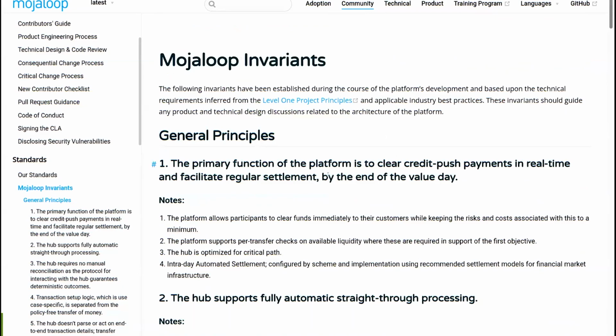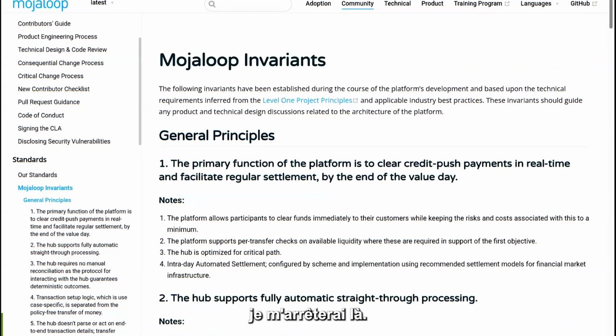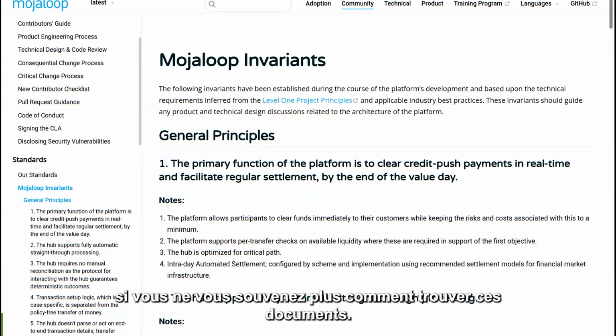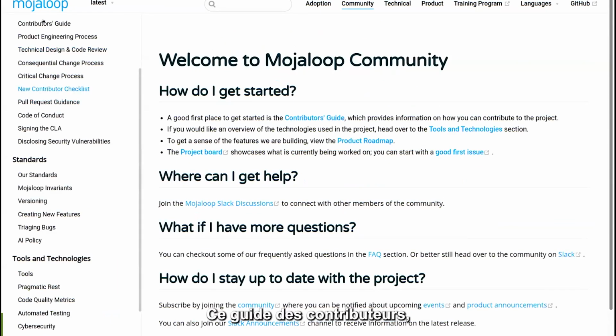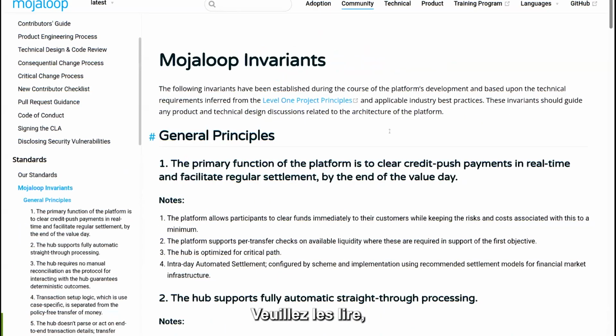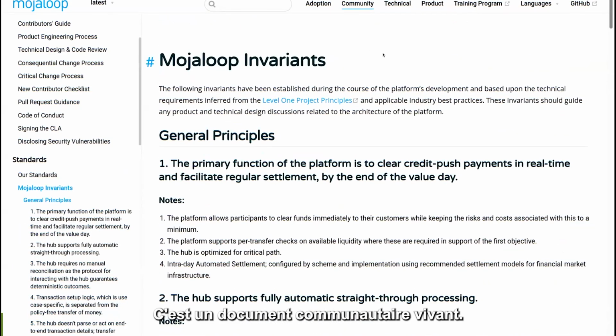So without wanting to run too far over our schedule, we're already five minutes over, I will leave it there. Please reach out to any of us if you can't remember how to find these documents. Docs.mojaloop.io. Follow the community link. There's a contributors guide, all of the processes we follow, but most importantly, the Mojaloop invariants are listed clearly. Please read them, get stuck in. Feedback is always welcome. This is a living community document.